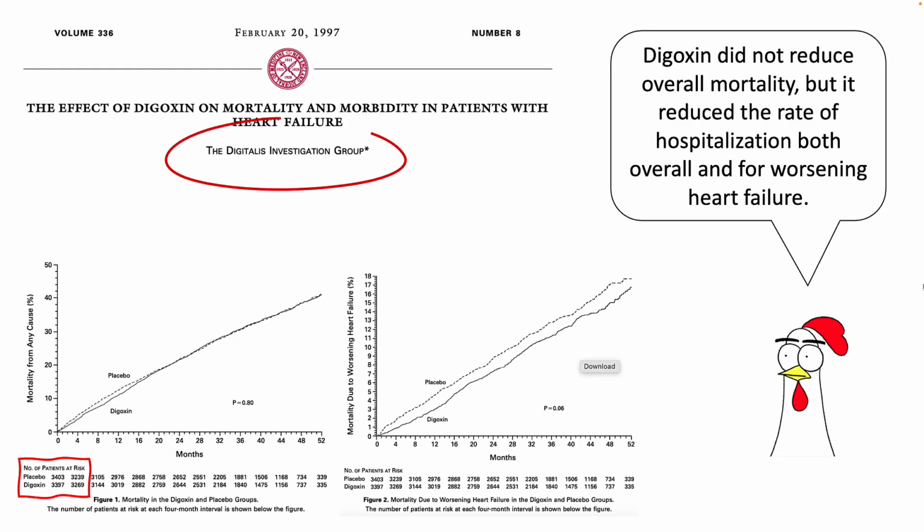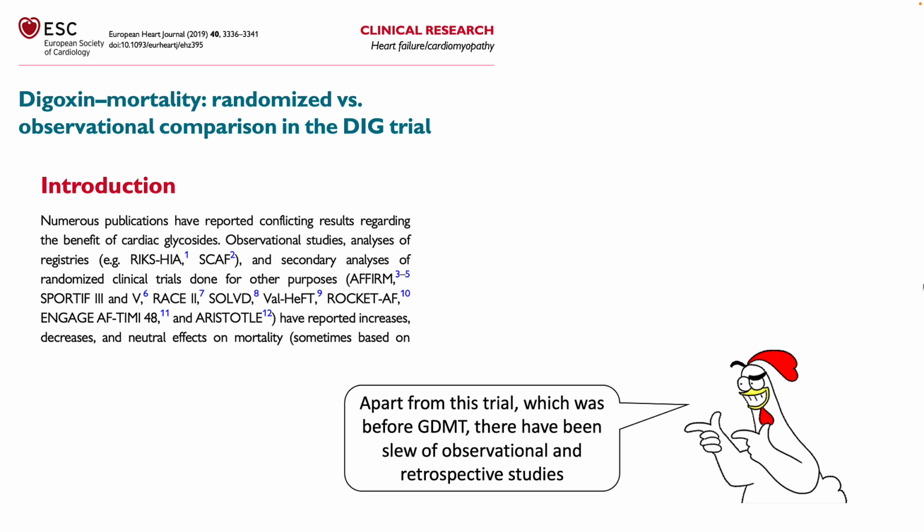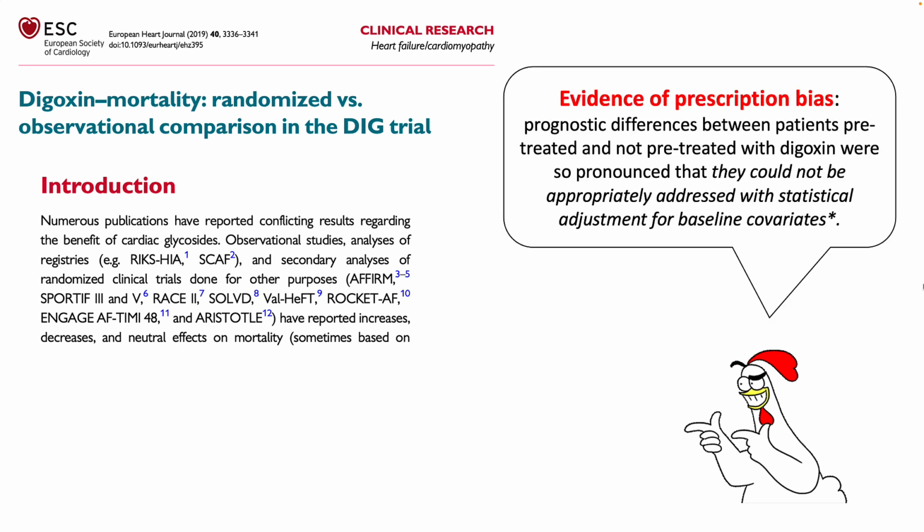In the only randomized controlled trial, digoxin was not seen to improve mortality in acute congestive heart failure, but it did reduce the rate of hospitalization. This was a large study with more than 3,000 patients in each arm. Subsequently, there have been a slew of observational retrospective studies, and these have reported either improved outcomes with digoxin, worse outcome with digoxin, or no effect on mortality with digoxin.